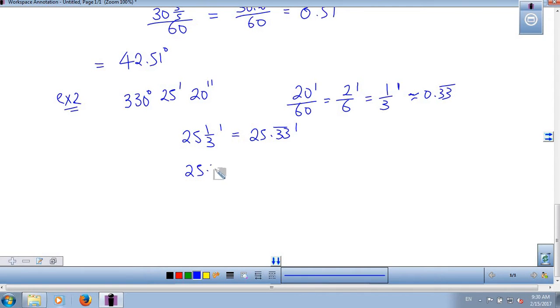So it's 25.33 repeating minutes divided by 60 minutes. So that becomes a degree. So we go ahead and take this and use a calculator. One way to make sure we have an exact decimal is to use 1/3 here as a fraction. That will give us a better approximation here. So you do 25 and 1/3.